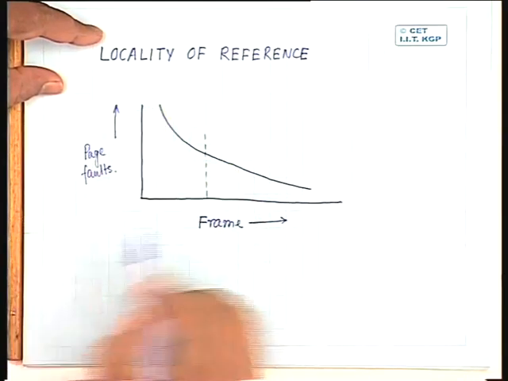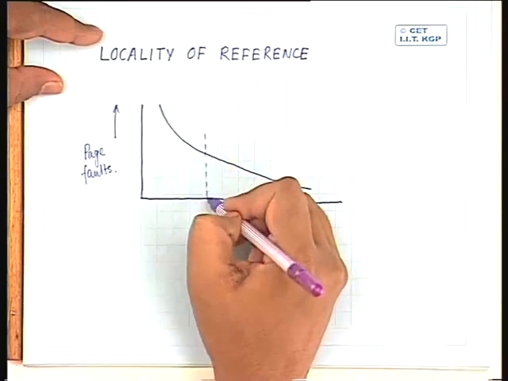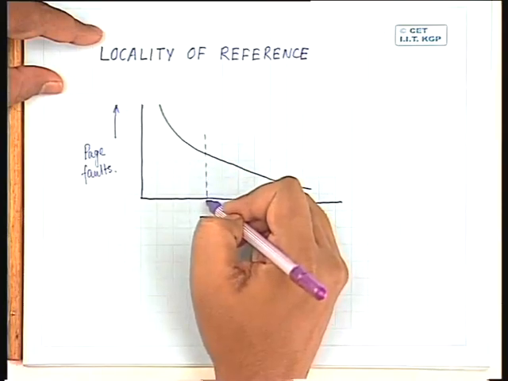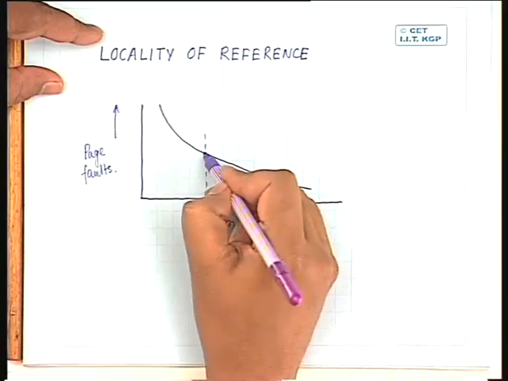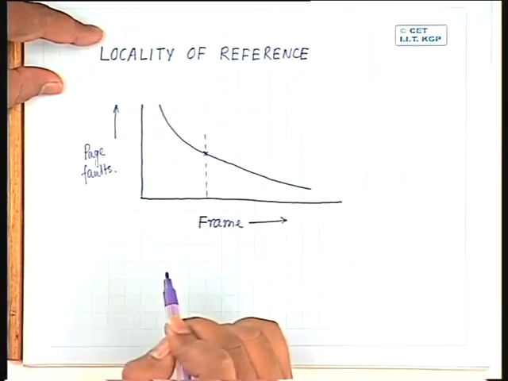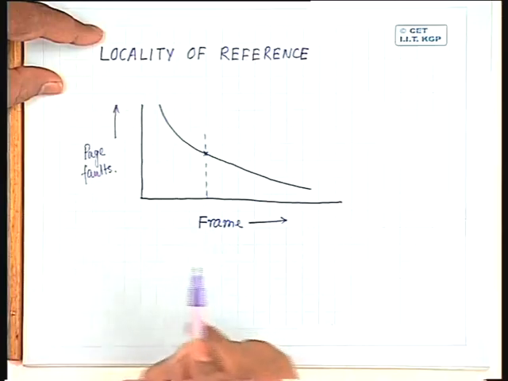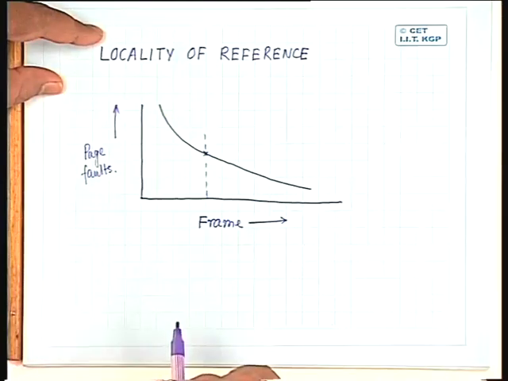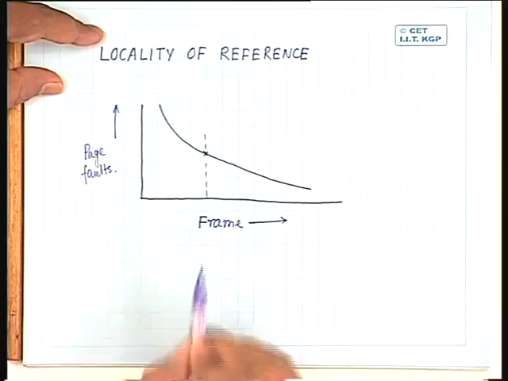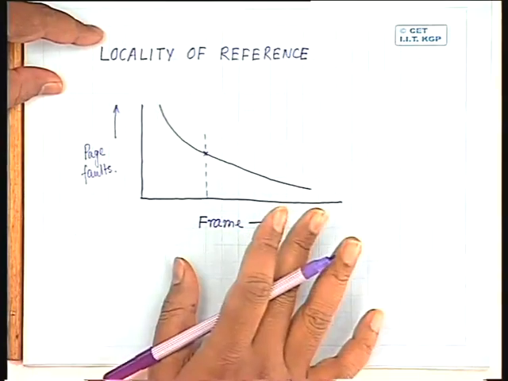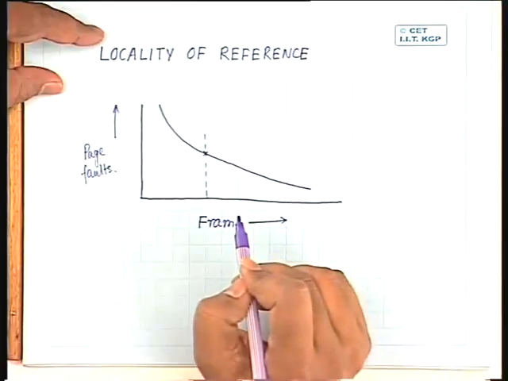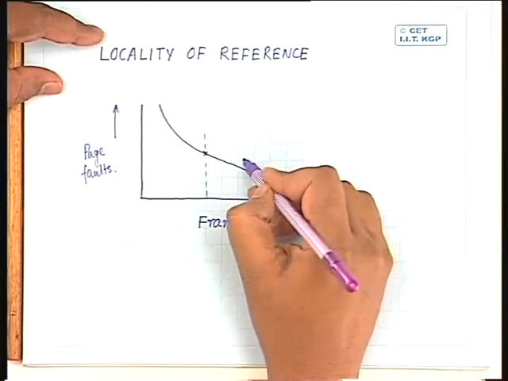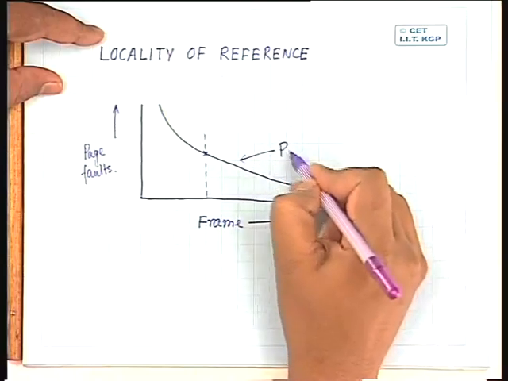So for a particular application, if I can maintain number of frames somewhere here, in that case I will get optimal performance. And this region experimentally has been found to be half of the number of pages that you have in the logical address space. So if for a particular program the number of pages is 100, then if I can maintain 50 frames to accommodate pages of that program, I'll be in this region. And this kind of curve is called a Pareto curve.